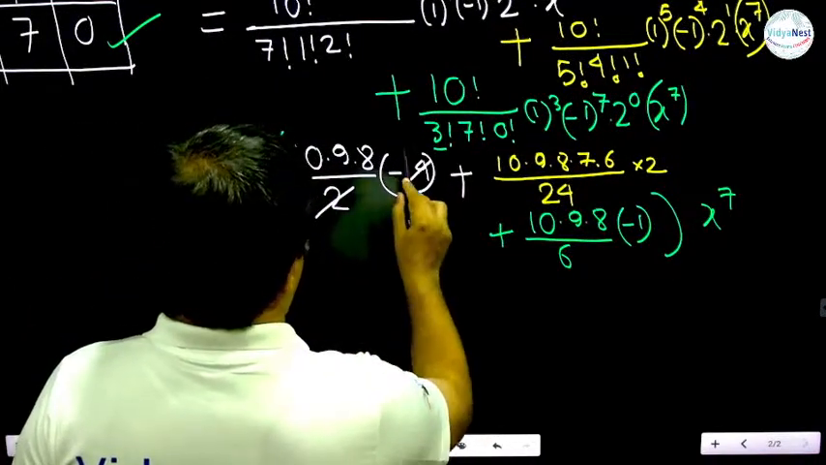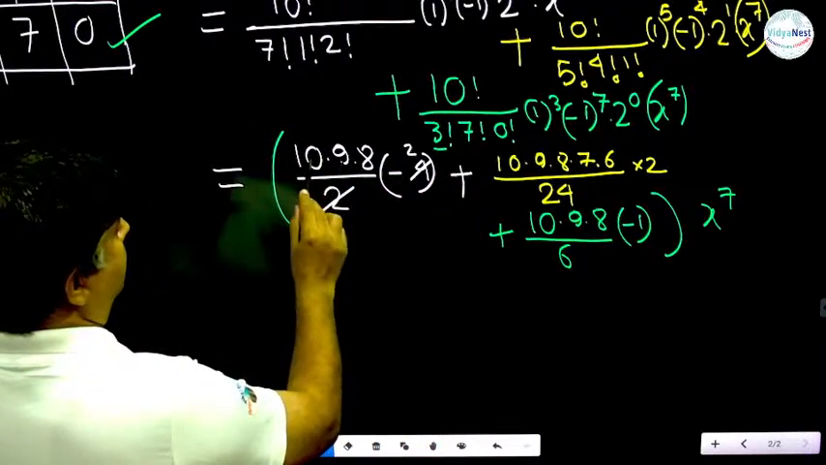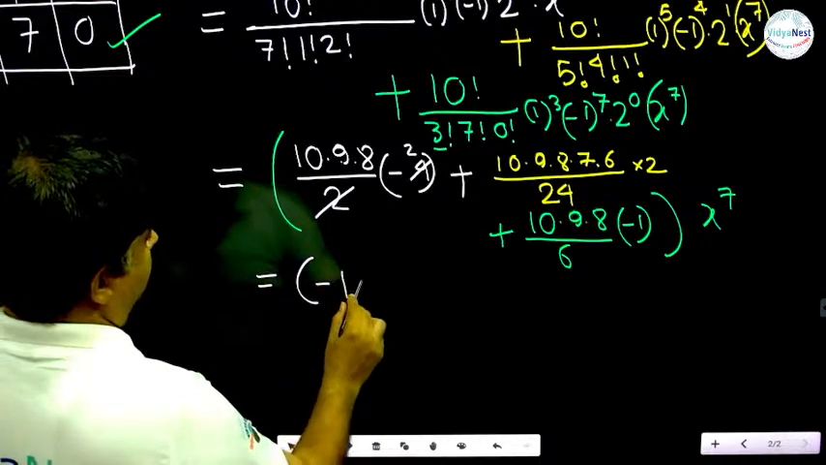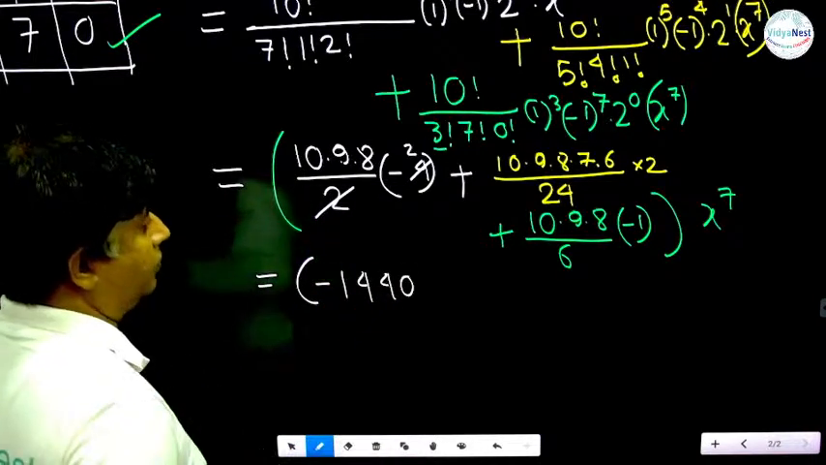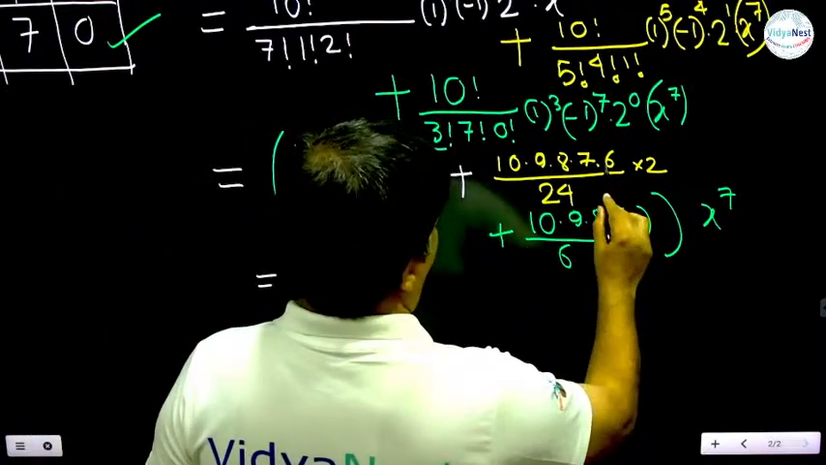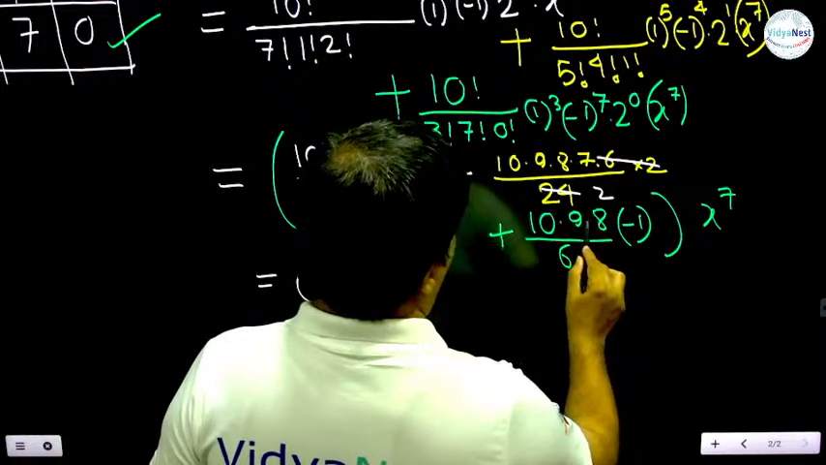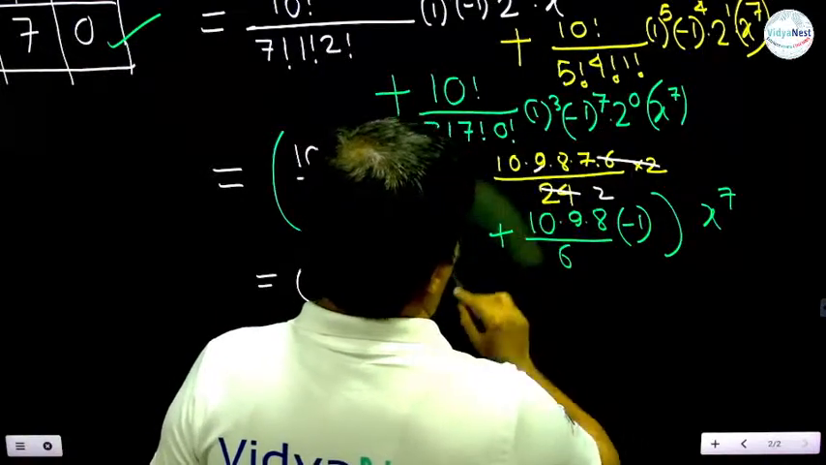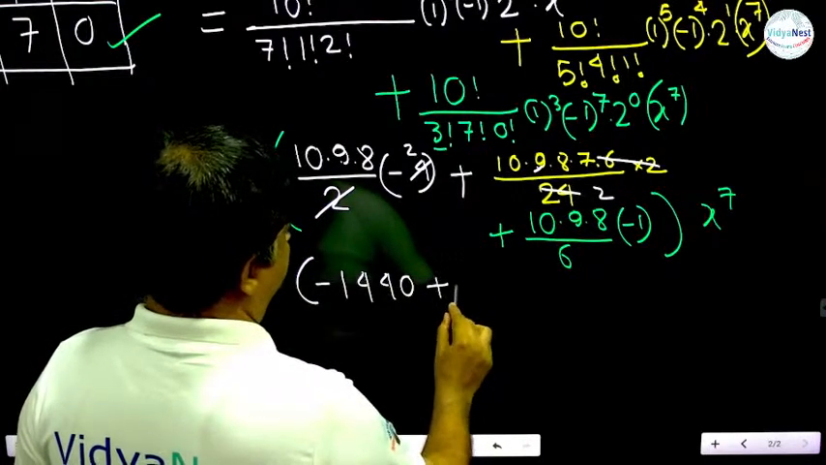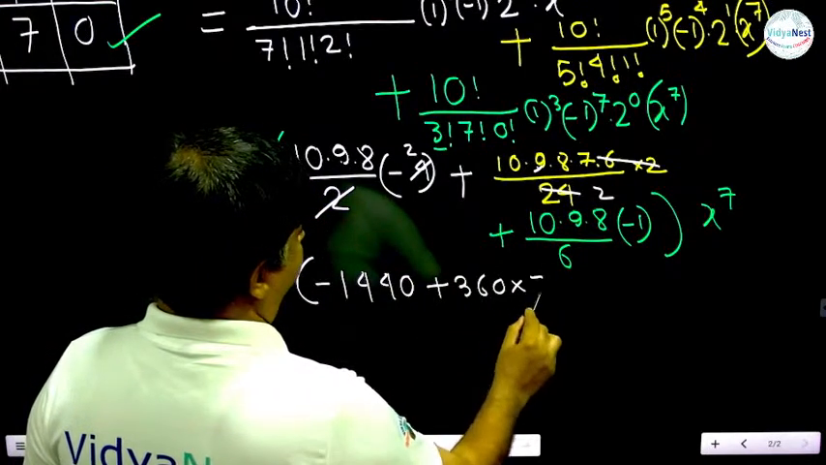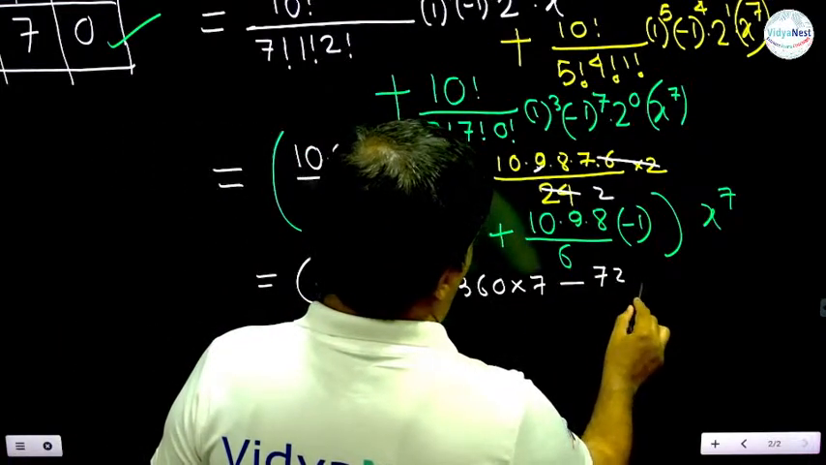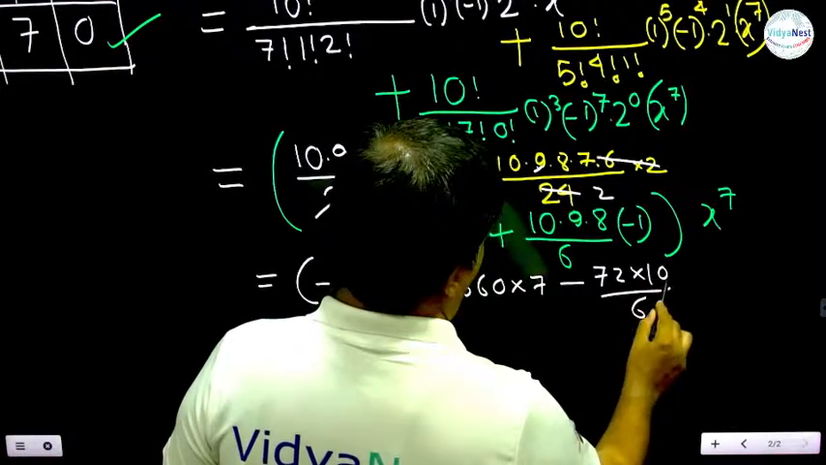This cancels, 2, 72, 720, minus 1440. What will be the calculation of this? See, 6, 12, 2, and see, 720, 360, 360 into 7, minus 72 into 10 by 6.